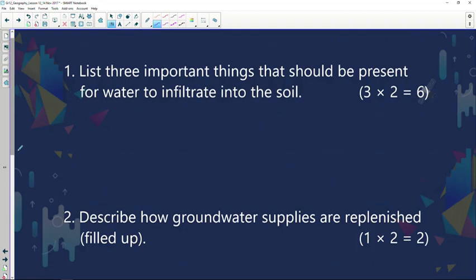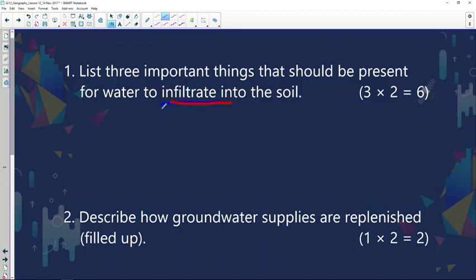Let's continue with geomorphology. The questions that follow now are the questions that we discussed, on the type of runoff that we experience in rivers. For the first question, there are three important things that should be present for water to infiltrate into the soil. Can you remember we looked at surface runoff and groundwater runoff. To experience infiltration, and that means groundwater runoff, what needs to take place? The rock needs to be permeable, to allow the water to infiltrate.